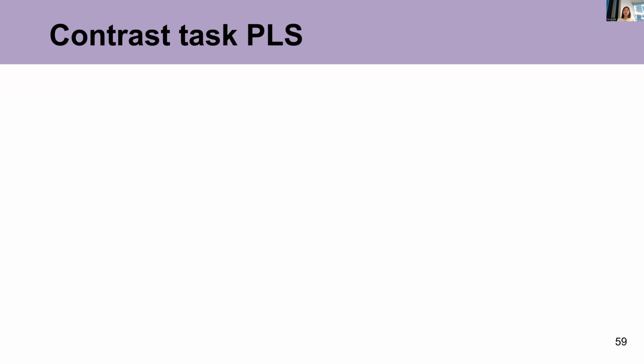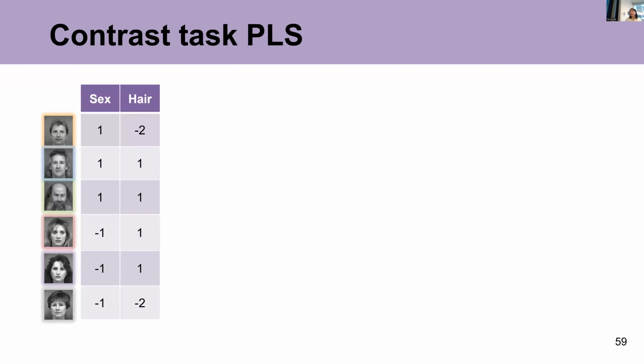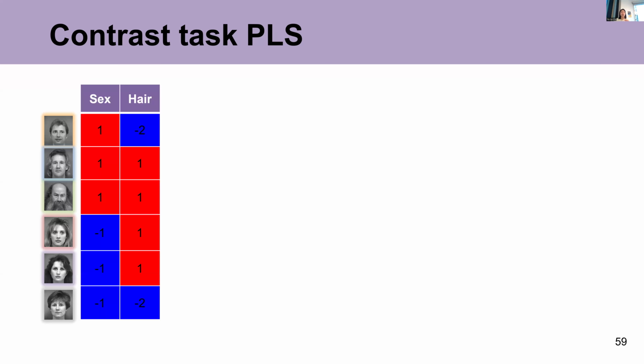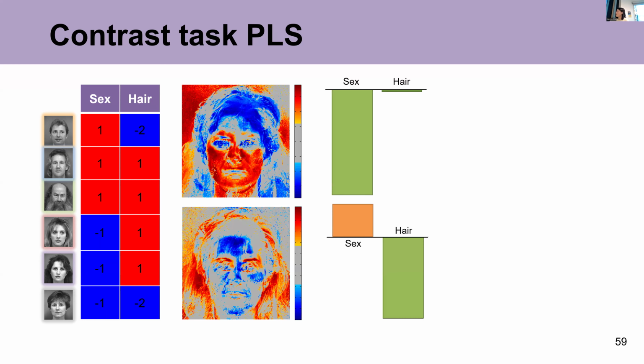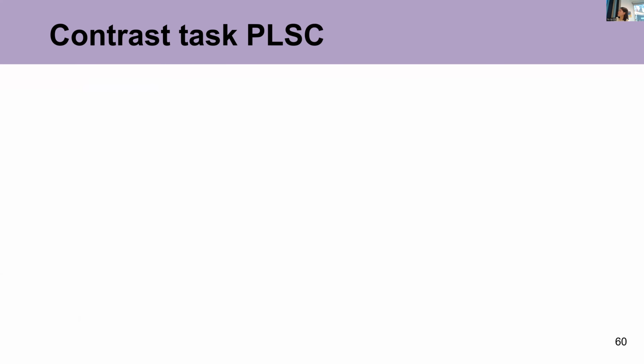Okay, so just quickly, there are different types of PLSC. There's one that you can compare between groups, basically a contrast analysis, a multivariate contrast analysis. And you could identify the difference between different groups.